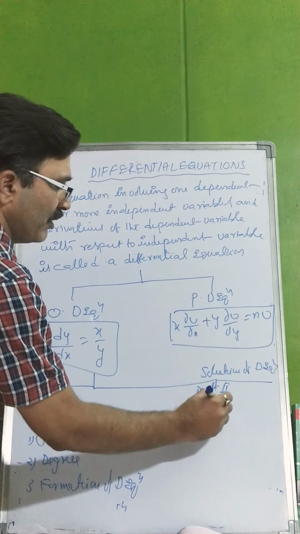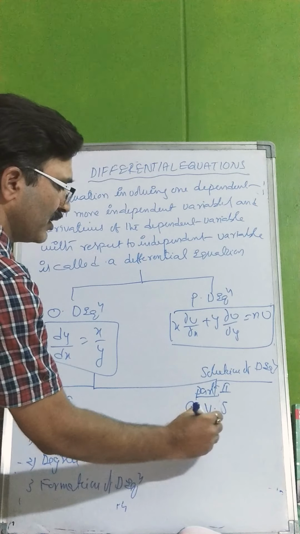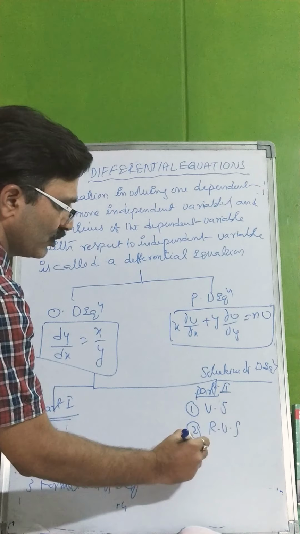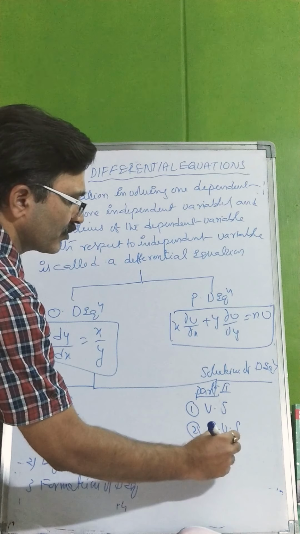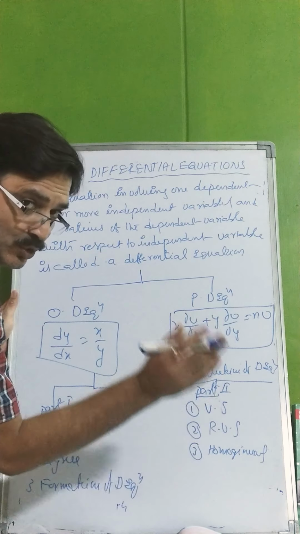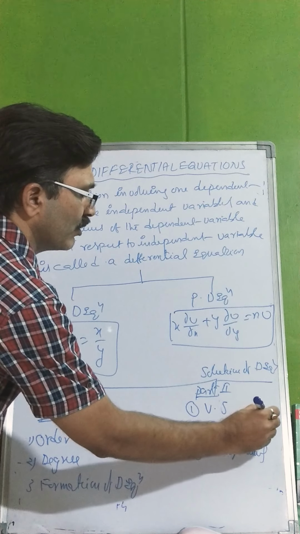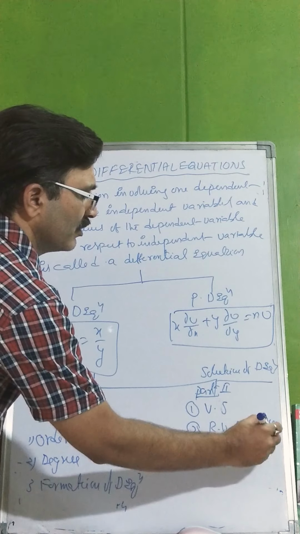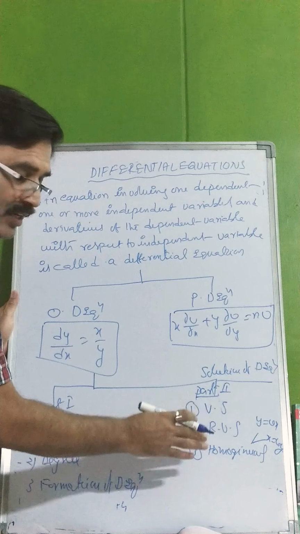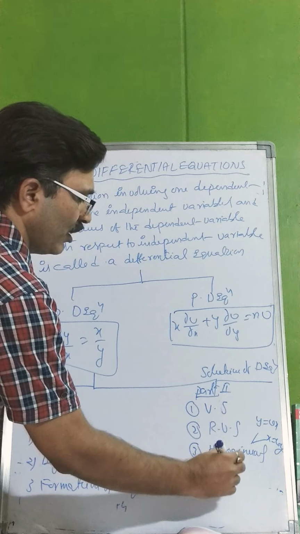One is variable separable. VS means variable separable. Now the second one is reducible to variable separable. Now the third one is homogeneous equation. In homogeneous again 2 types are there. Sometimes we will take y is equal to vx, or other times x is equal to vy also we will take. I'll explain when it is. Now homogeneous has 2 ways. And the next one is non-homogeneous.